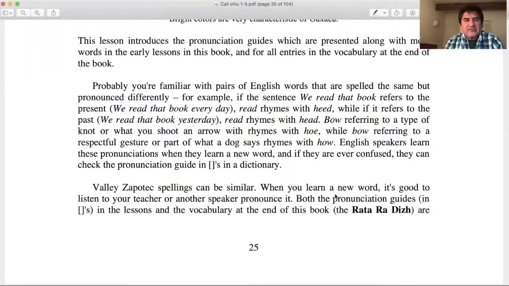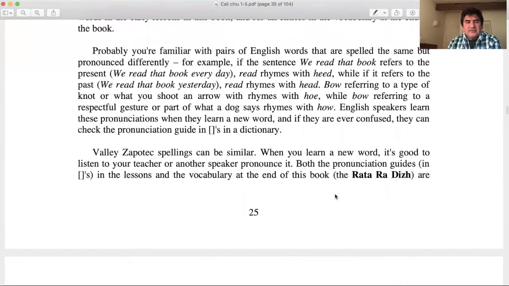You're probably familiar with this: there are pairs of English words that are spelled the same, but the pronunciation differs. One example we can find is: we read that book. We can say we read that book every day, so the read rhymes with heed. And in the past, we say we read that book yesterday, and that rhymes with head. However, the spelling is the same, R-E-A-D for both.